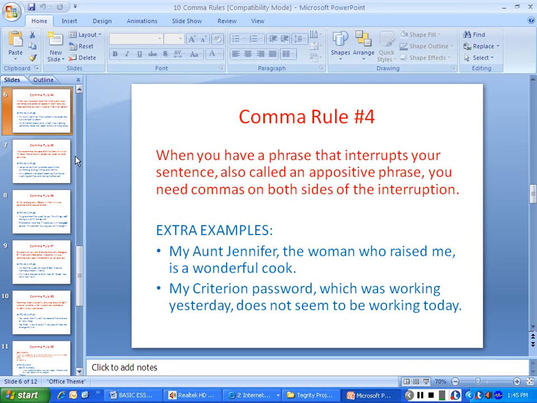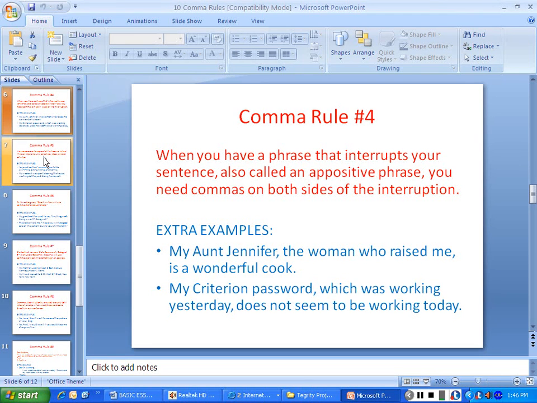Here are some extra examples. My Aunt Jennifer, the woman who raised me, is a wonderful cook. Again, you can see that this sentence works just as well without the appositive phrase. My Aunt Jennifer is a wonderful cook is a lovely sentence. However, it's important for our reader to know that this is the woman who raised me. So we put that important information inside commas when it interrupts our sentence. My Aunt Jennifer, the woman who raised me, is a wonderful cook.